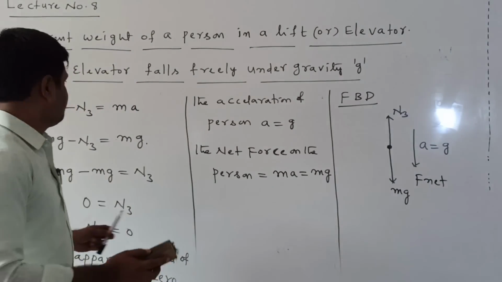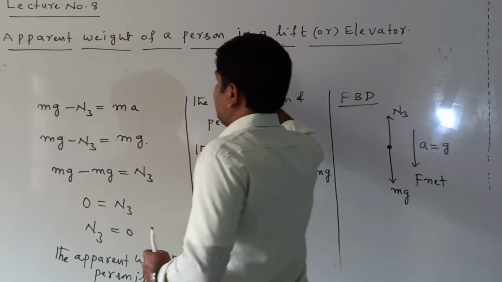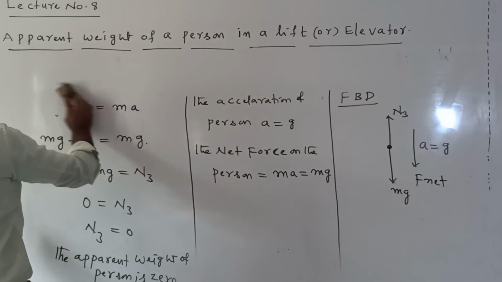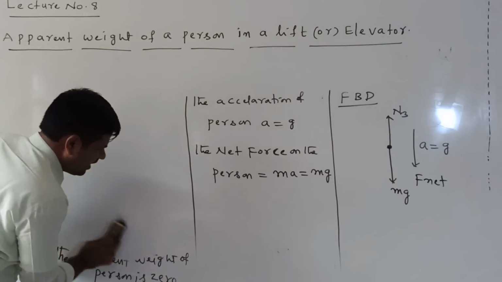Now this is the fifth condition. These are the different conditions we discussed when the lift is moving upwards or downwards. In all the cases we discussed the apparent weight of the person.